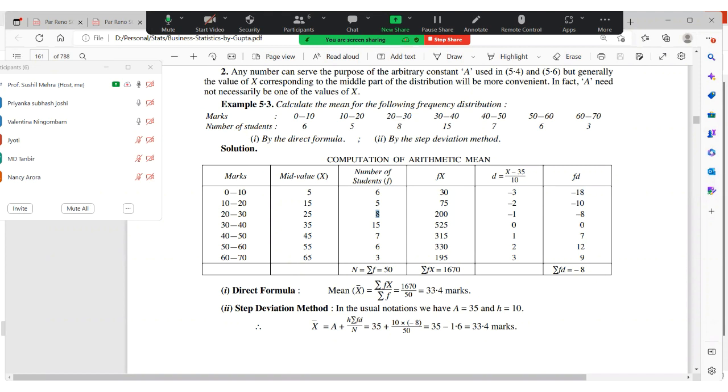Now, if you compare these numbers with these, this is what we have seen. The numbers are large: 30, 75, 200, 525, 315. As compared to this, these calculations are not much large, very small. You can do the calculation on your own. No need for the calculator for this, fine? So that means this is easy. Now add all these negative and positive, it comes to be negative 8.